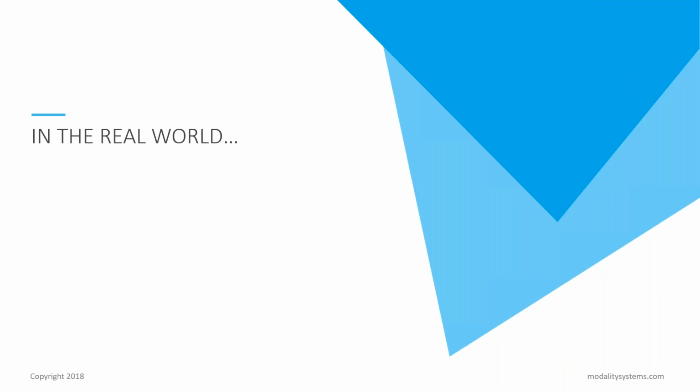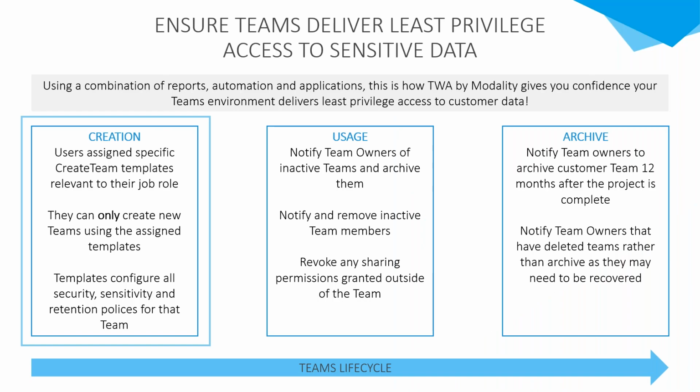So the last bit from me, just before taking some questions, I just wanted to give an example of where we use CreateTeam in a real world example as to how it can add value to a much wider use case. When looking at ensuring that teams deliver least privileged access to sensitive data, least privilege access is something that ISO certifications work towards, where you only allow access to this data to the minimum amount of people within your organization. So it's not publicly available, it's stored securely, and only the people that have an operational need to see it can see that information.